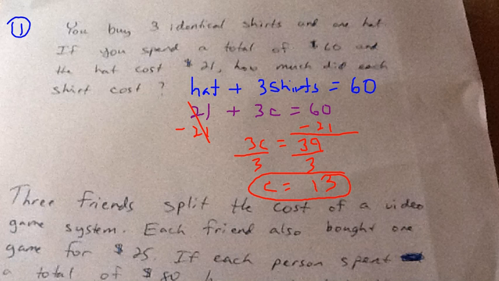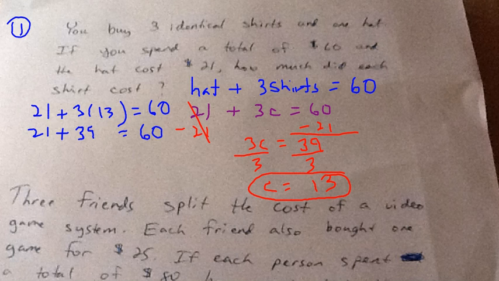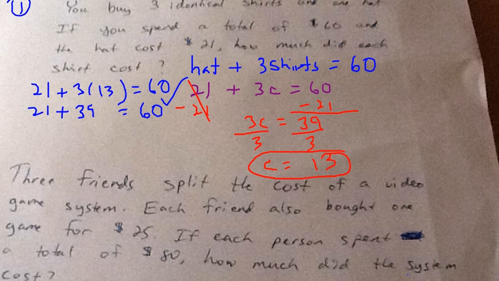And of course we can check our answer by plugging 13 into our equation. 21 plus 3 times 13 should equal 60. 3 times 13 is 39. And 21 plus 39. It's hard to write with this thing. 21 plus 39 does equal 60, so our solution checks out. Okay, let's try one more.